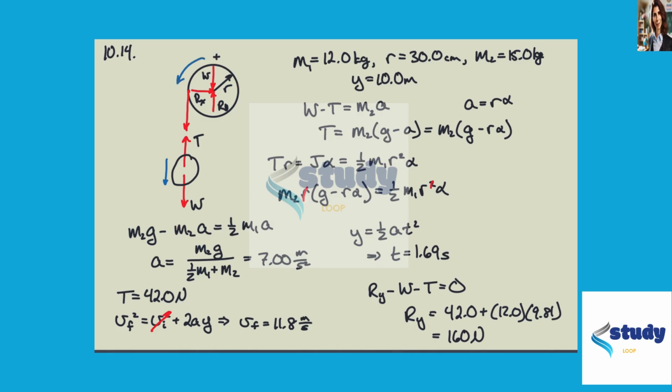The bucket weighs, I should actually call this W2 and this is W1. So the bucket has a mass of 15 kilograms, and this pulley has a mass of 12 kilograms and a radius of 0.3, or 30 centimeters, 0.3 meters.